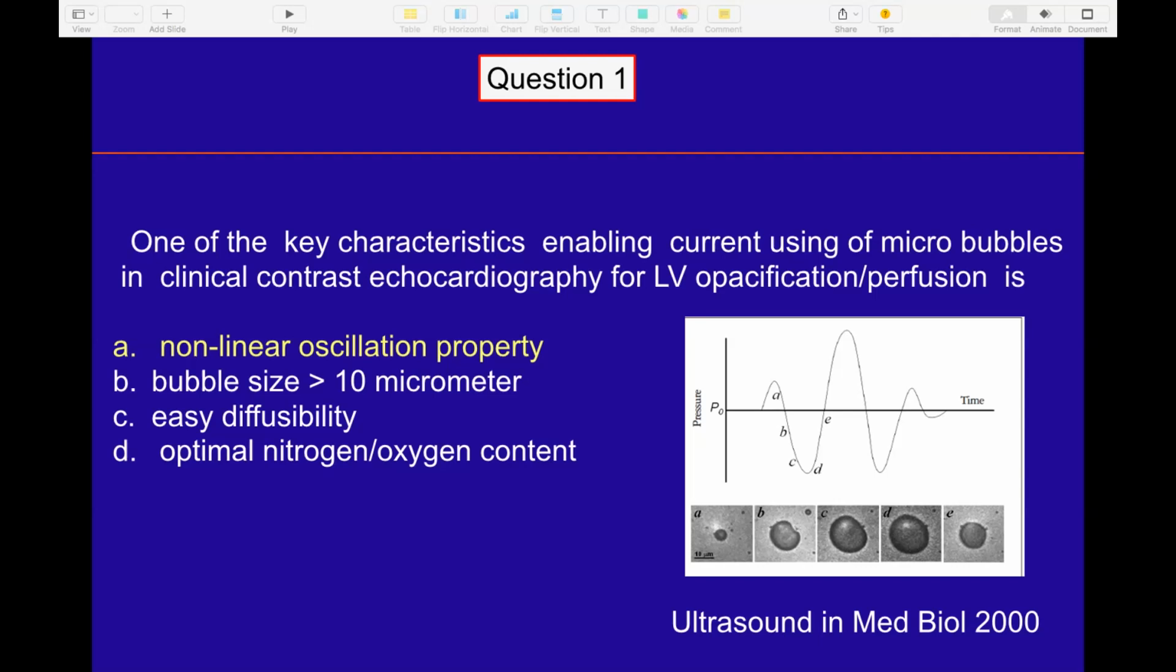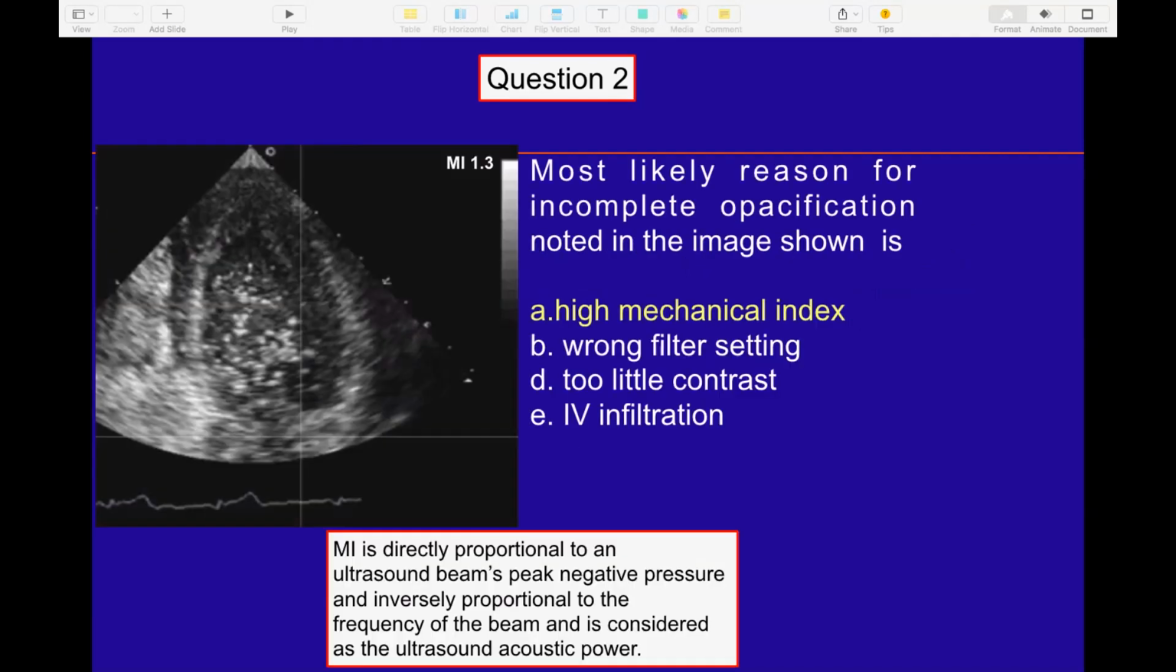B is wrong because you want the bubbles to be smaller in diameter. You do not want the bubbles to be easily diffusible. You want to have a stable gas. And having nitrogen and oxygen as the content of your gas causes easy diffusion. So that's not the optimal gas. And that's why, as I showed you, what gas you have, like perfluorine, and what shell you have makes an important difference for a superior quality contrast echo.